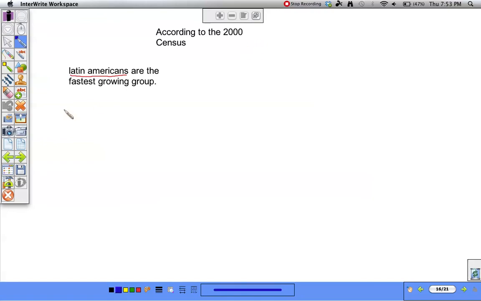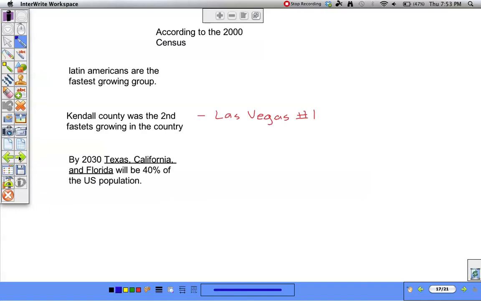Other things that the census tells us: Latin Americans are one of the fastest growing groups of people. At one point, Kendall County was the fastest growing county in the country, second fastest, behind Las Vegas. And this is kind of staggering. They estimate by 2030, Texas, California, and Florida are going to be 40% of the United States population. Three states will be 4 out of 10 Americans. That's pretty crazy, and they think that's probably going to happen.